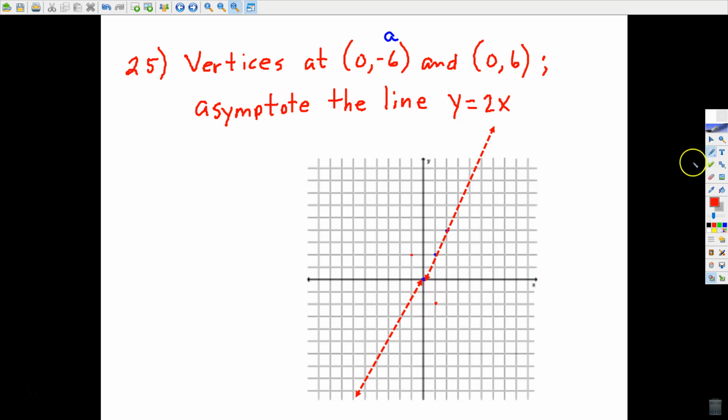So we're just going to make 2 lines that cross each other. Mine are a little bit off, but I think you get the picture.